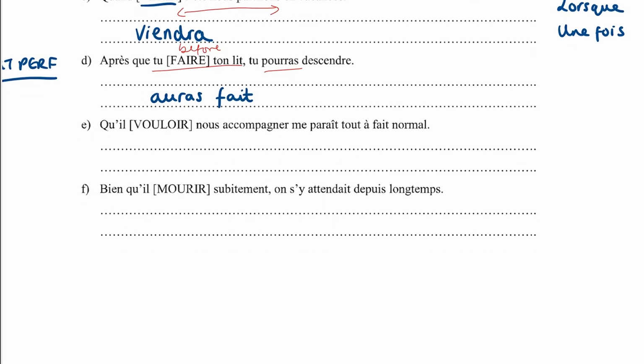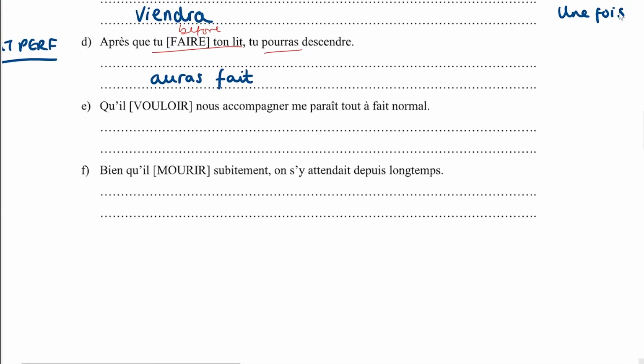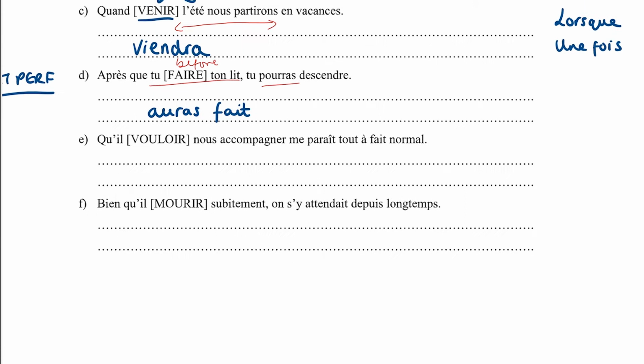This next sentence, you might think that I need an indicative here because paraître, this idea of il me paraît, you'd think il me paraît que, that suggests something quite certain. I'm going to use the indicative. But what you need to keep in mind is that this qu'il veuille, qu'il vouloir is at the start of the sentence.